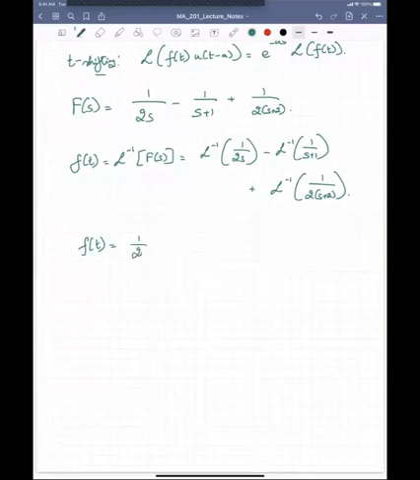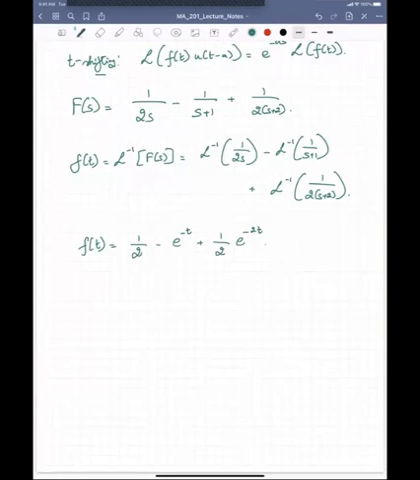For the second one, it is again of the form 1 over s, but the s is shifted by an amount plus 1. So a is minus 1 in this case. So this is e to the minus t. The second guy is again just 1 over s. In this case, a is of course minus 2. So there it is. You have gotten the f of t.